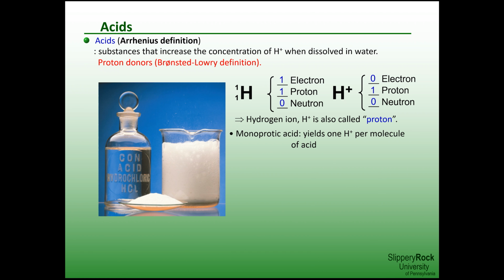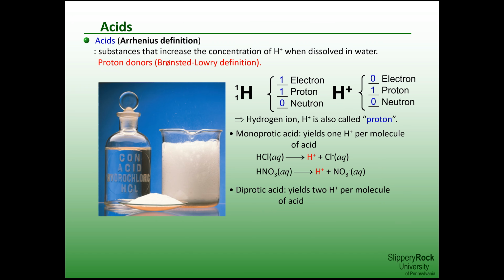A monoprotic acid is an acid that releases 1 proton per molecule. Hydrochloric acid and nitric acid are monoprotic acids because each releases 1 proton per molecule. A diprotic acid is an acid that releases 2 protons per molecule. Sulfuric acid has 2 acidic hydrogens, so it is a diprotic acid.